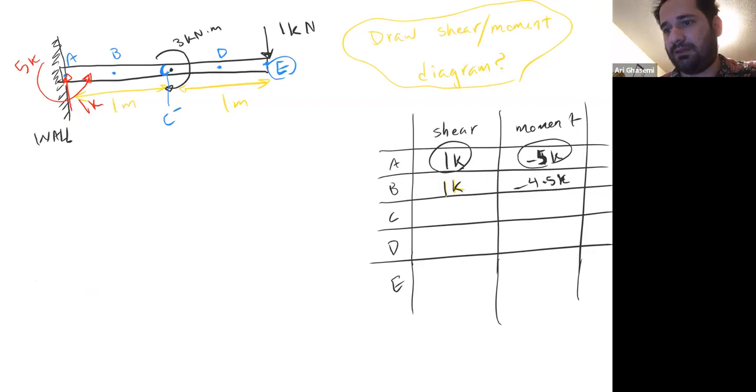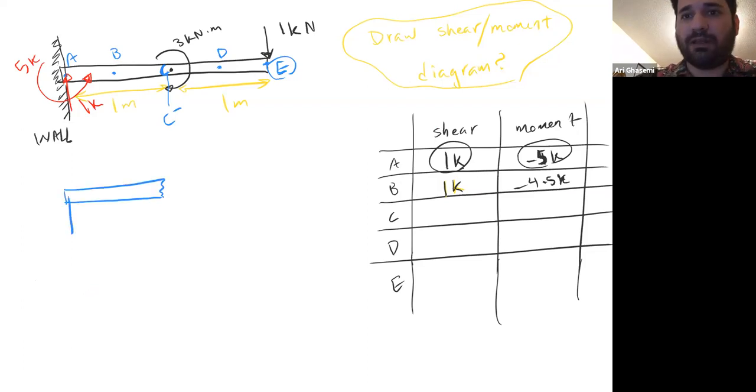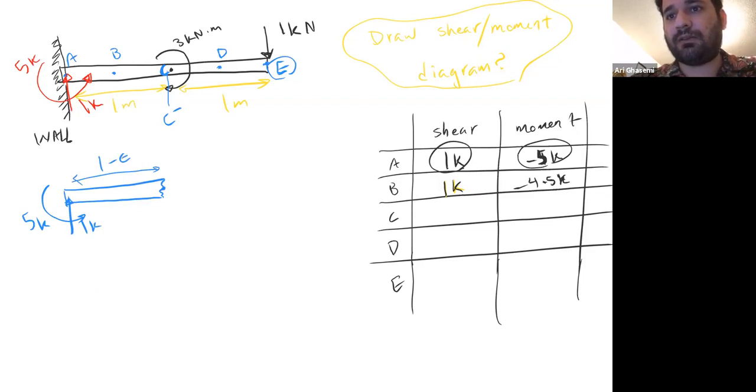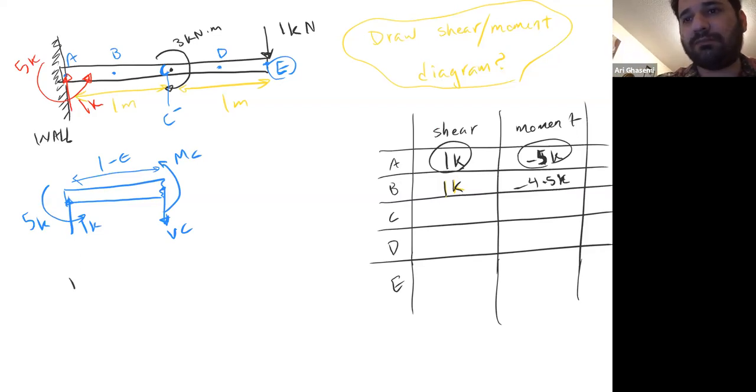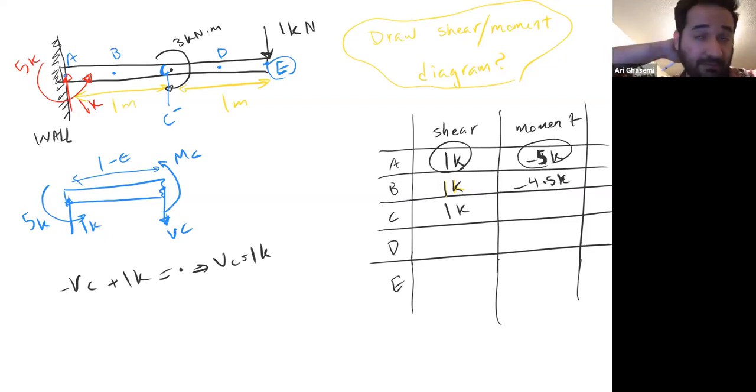If I do that, then I'm going to get 1K, 5K, and here this length is 1 minus epsilon. And then here I'm going to get MC, VC, and no NC, NC is 0. So that's my FBD. If I write the equations, I get VC plus 1K equal to 0. So VC is 1K. So the shear load is 1K.